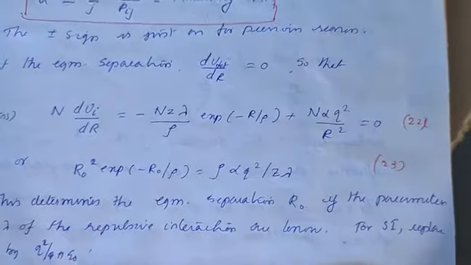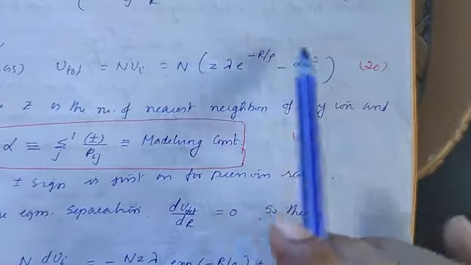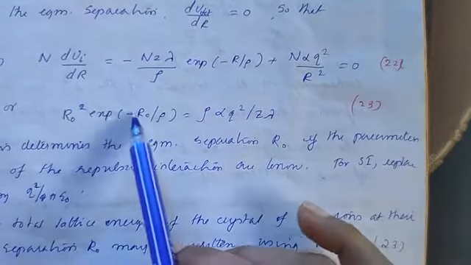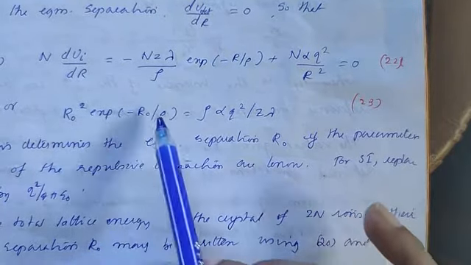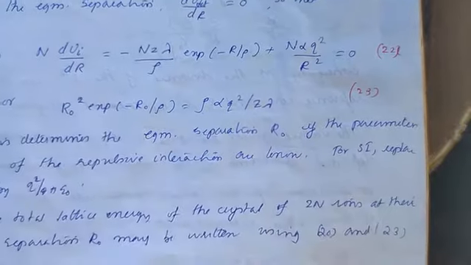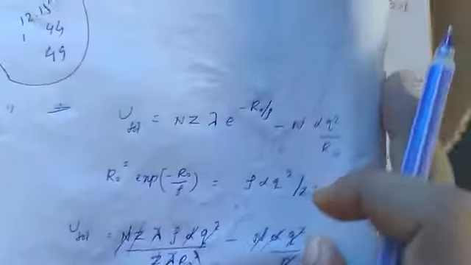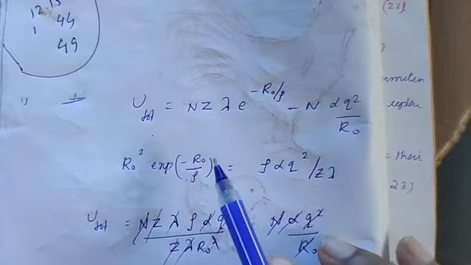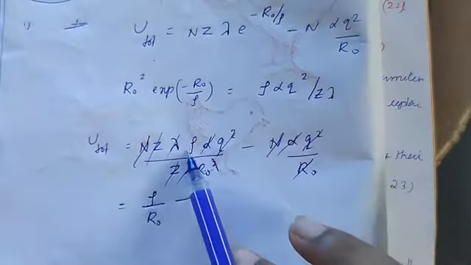So what we are doing is, we have the expression for U total as this, and we are substituting for the exponential factor, exponential of minus R0 by rho, from this equation. So exponential of minus R0 by rho becomes rho alpha Q square by Z lambda R0 square. I have shown it here. Here we have the total energy expression like this, and from this we get the exponential term, and we are substituting it in this expression. So this equation will become like this.